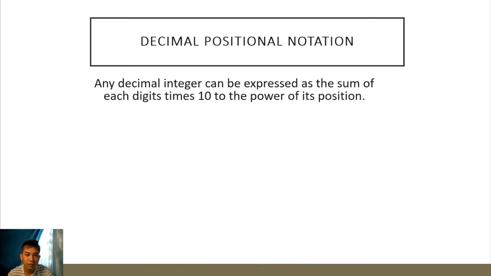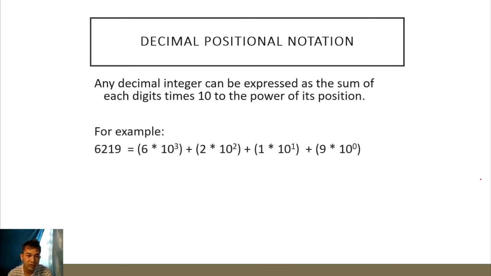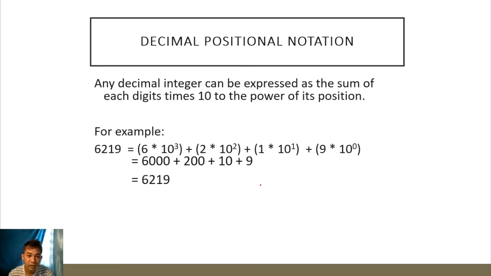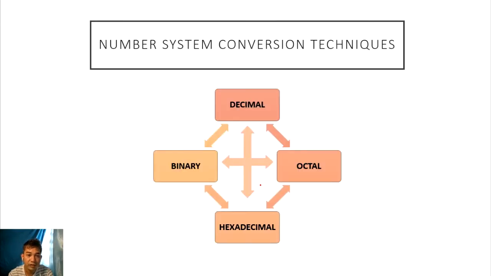Okay, decimal positional notation. So yun nga, so we have here an example, 6219. Itong 9 is 9. Tapos, ang 1 is 1 times 10. 2 times 100, 200. 6 times 1,000, 6,000. So kung i-add natin yan, that is equals to 6,219. Okay, so it is the decimal number system.